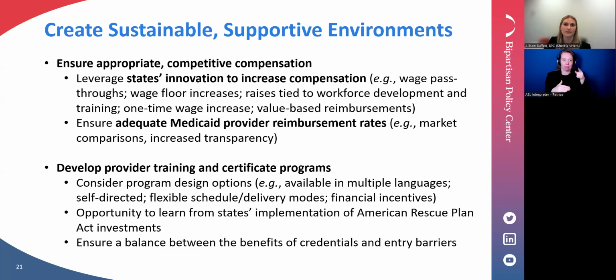When designing these programs, it is important for stakeholders to understand their design options and develop person-centered programs that meet direct care professionals' unique needs. As many states grew these programs from funding from the American Rescue Plan Act, there is an opportunity for stakeholders to develop best practices for creating and operating these workforce training programs. When designing these programs, it's also important for stakeholders to ensure a balance between the benefits of credentialing the workforce and the risks of creating additional barriers for individuals to join the workforce.